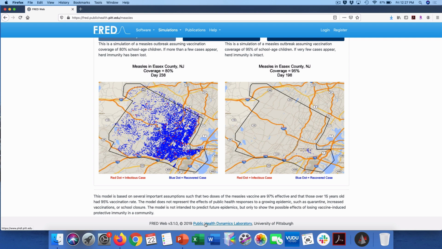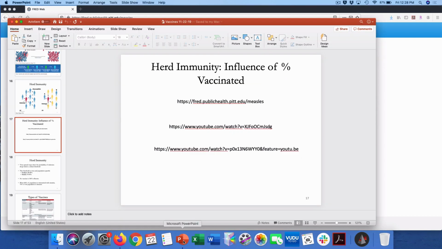It's going to keep going out to day 238, but it's done now. So you can see the dramatic difference that 80 versus 95% has in terms of people having that measles vaccine. And so this is the power of what herd immunity can do.